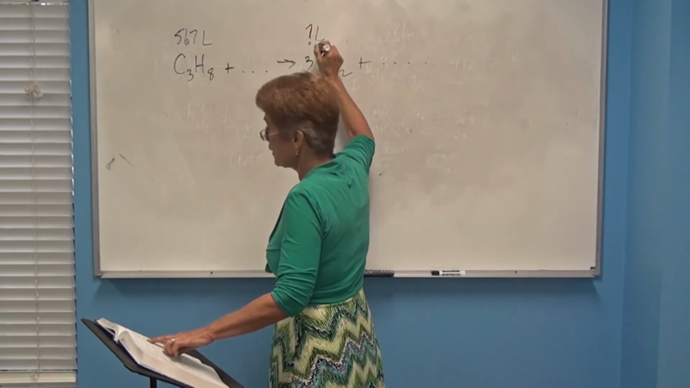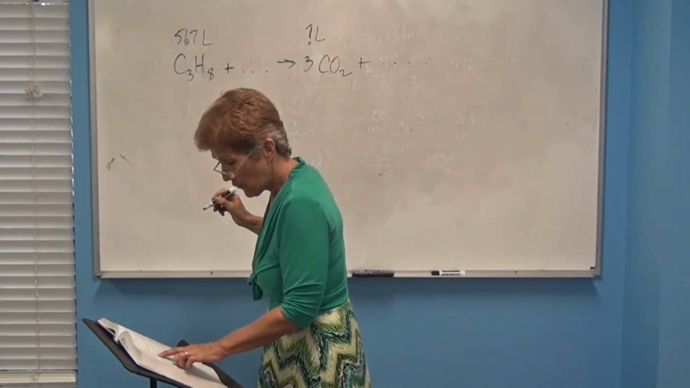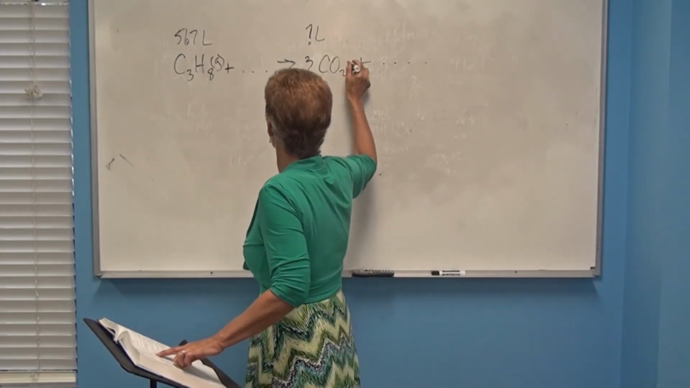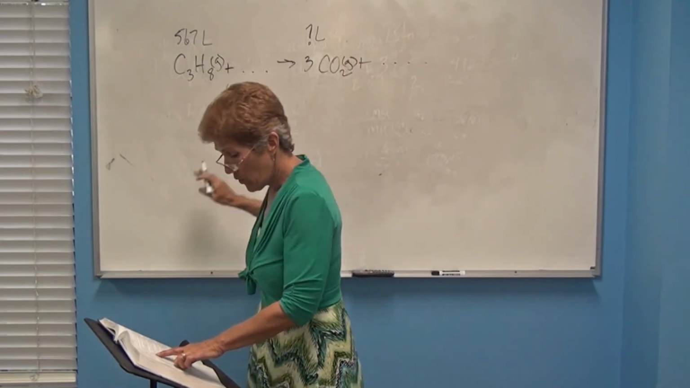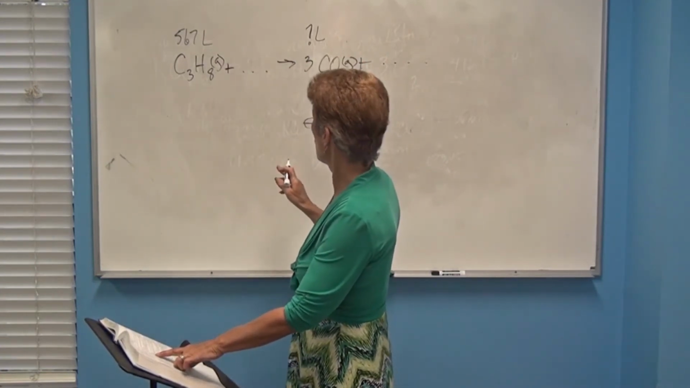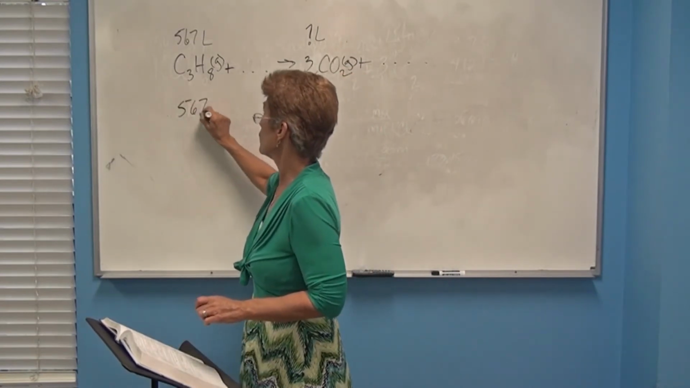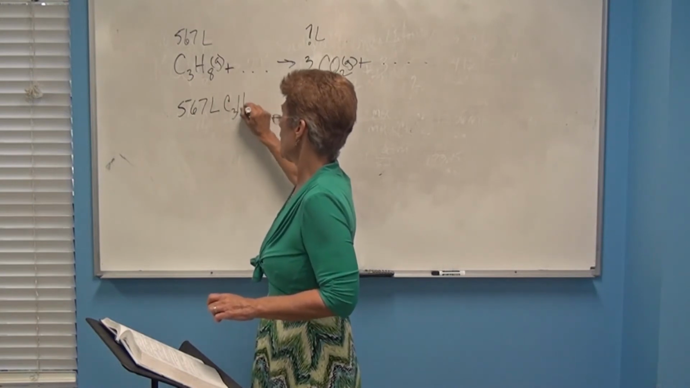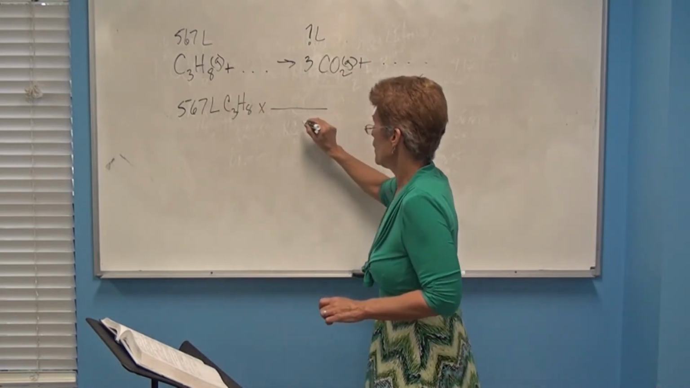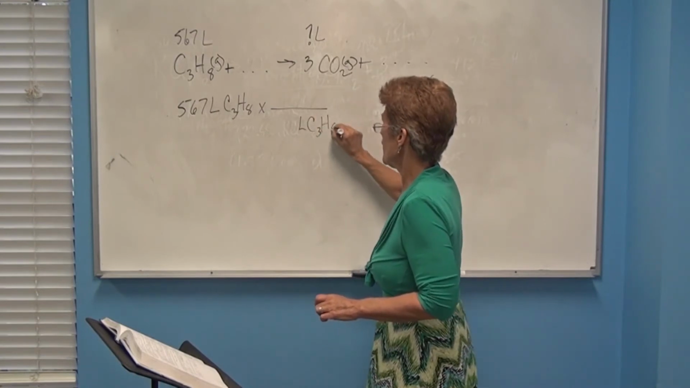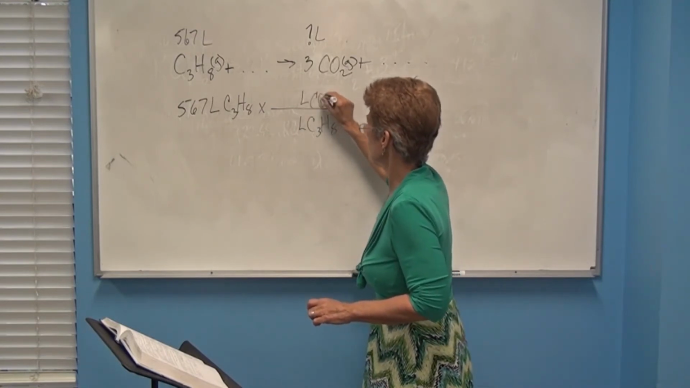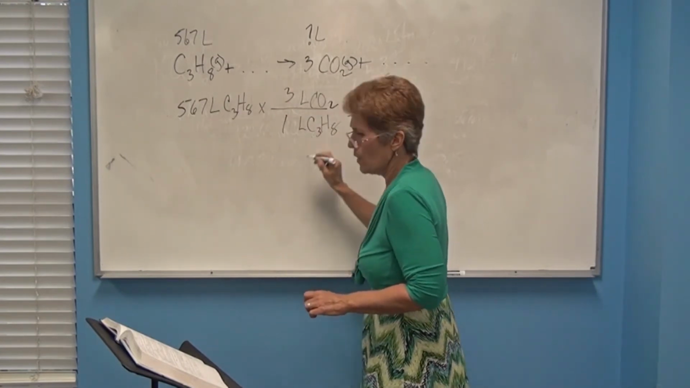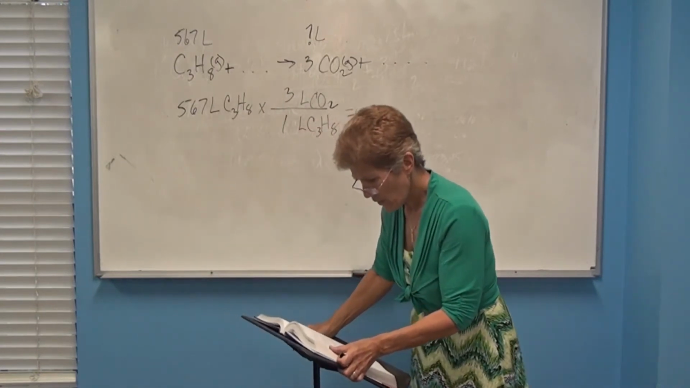Question mark, liters. Okay, so we have to get, these are both gases. I should have written that, but I didn't. And that means we can go through the mole bridge for that. So we should go liters of C3H8 times, liters of C3H8 to liters of CO2, 3, 1.